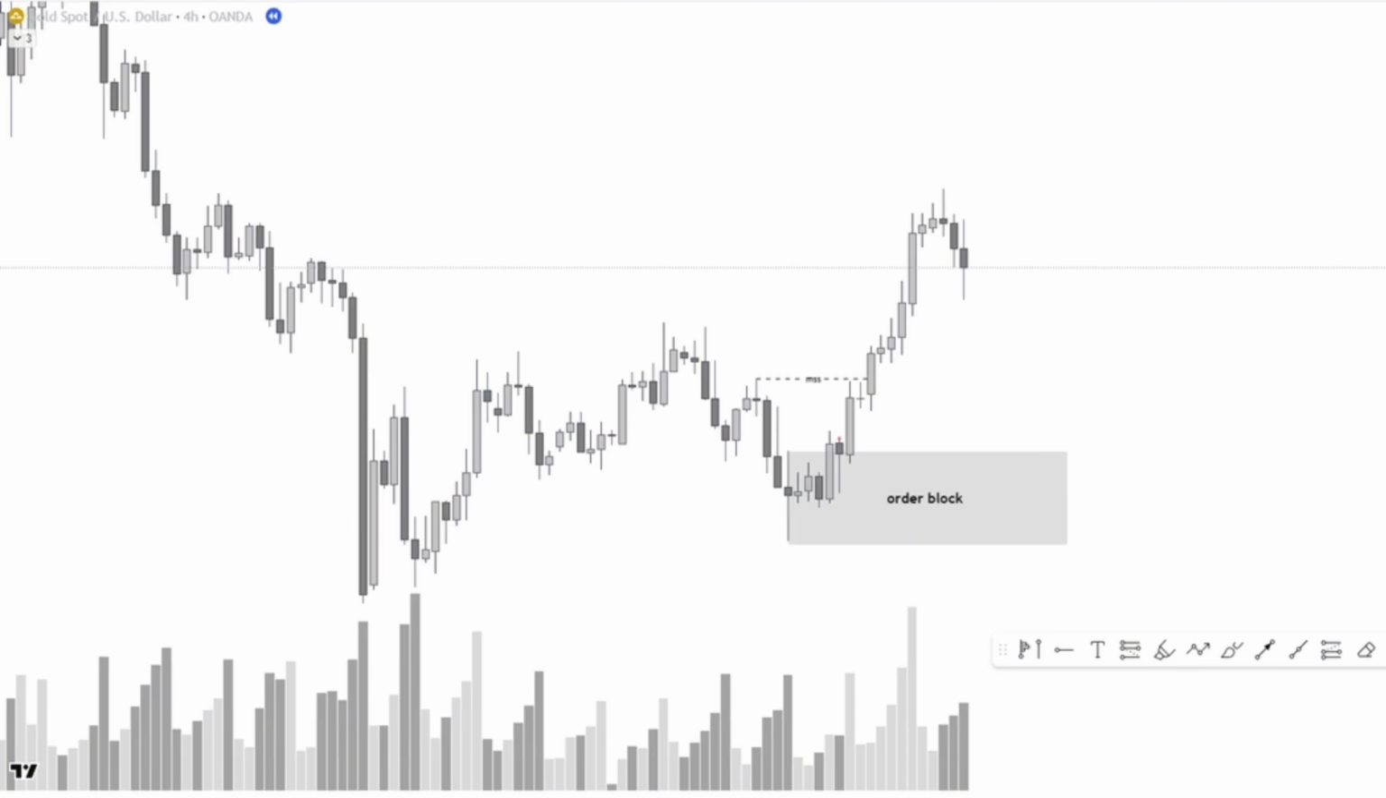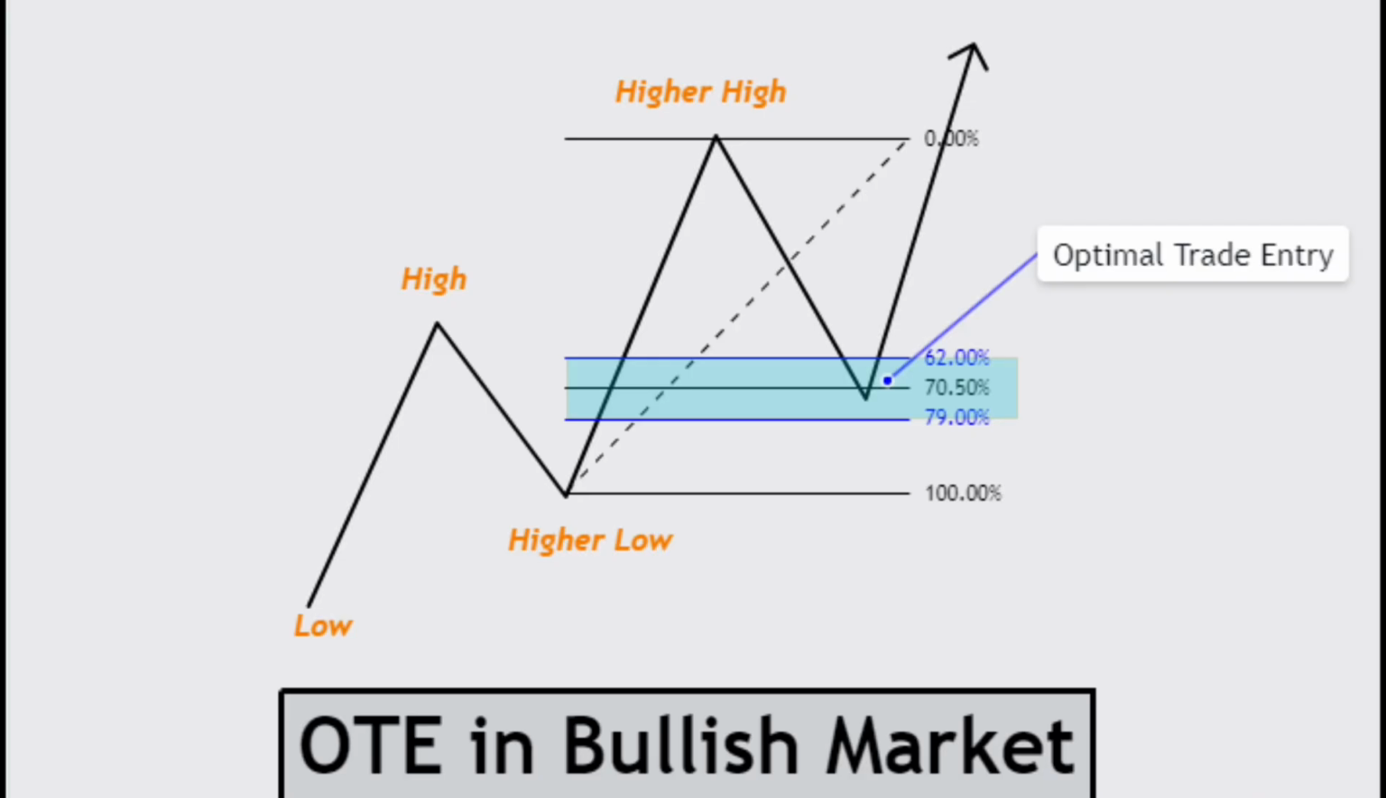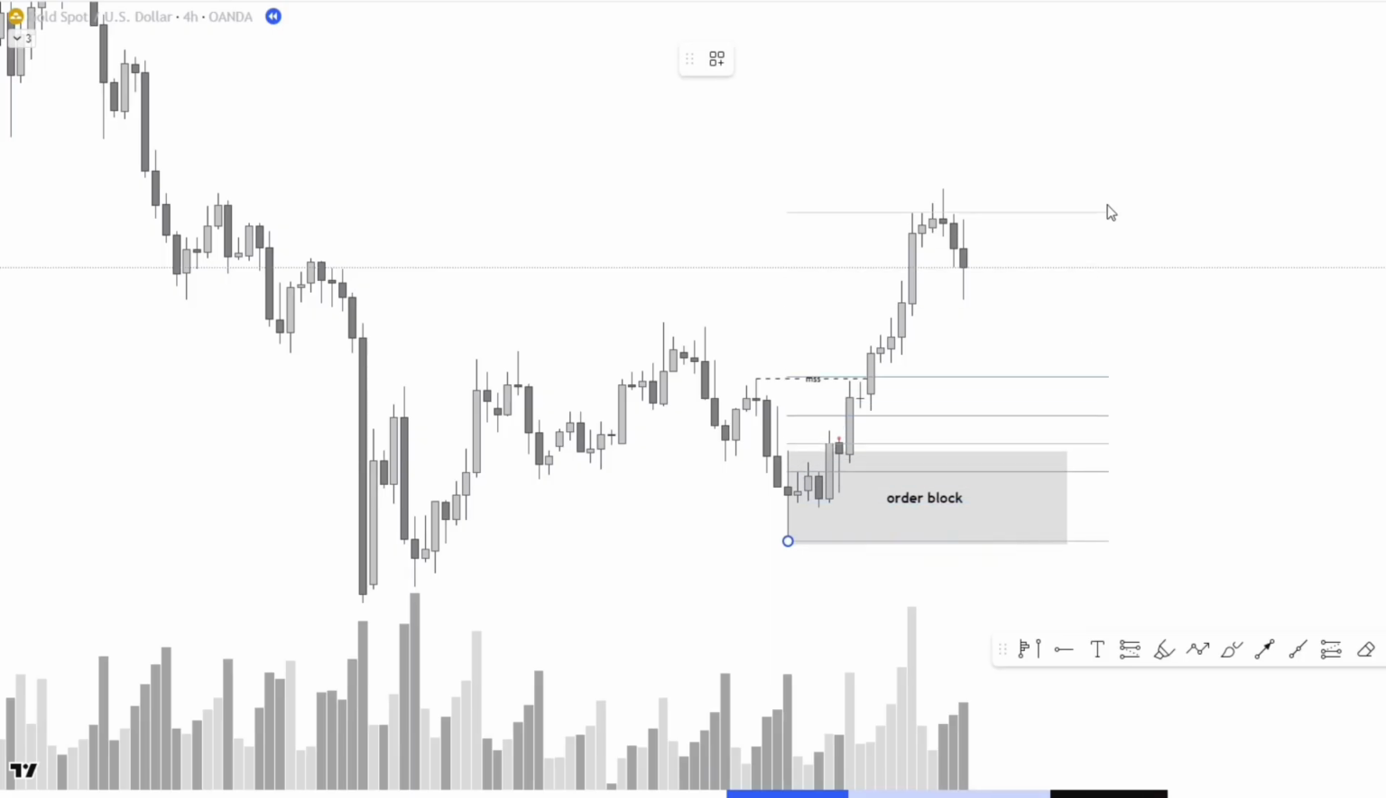The first approach to enter the market after order block formation is the OTE zone. This approach is more suitable for beginners. We use the OTE concept to find the best entry point. We work with Fibonacci levels 0.62 to 0.79 to identify the optimal entry zone.